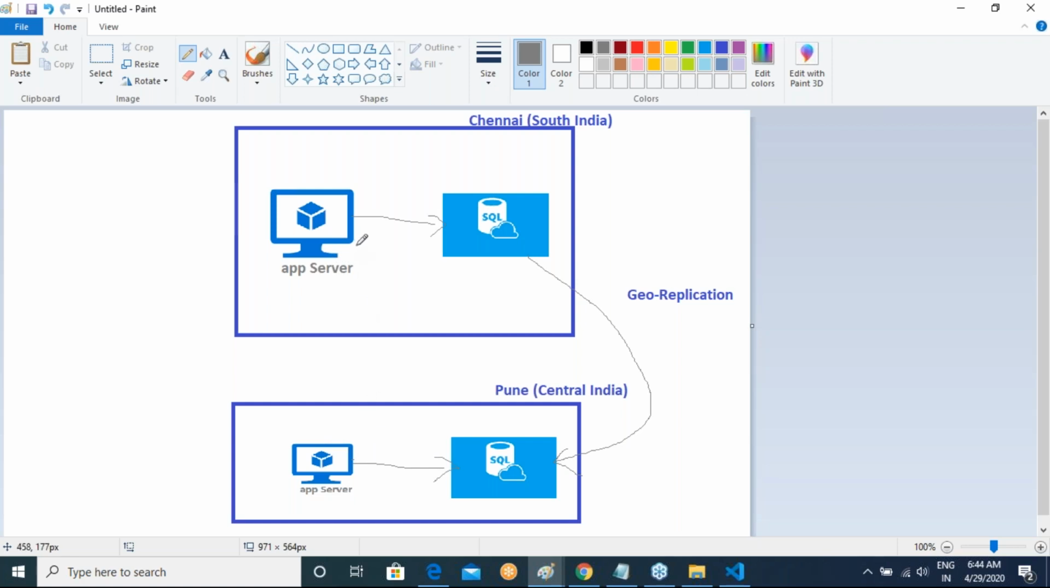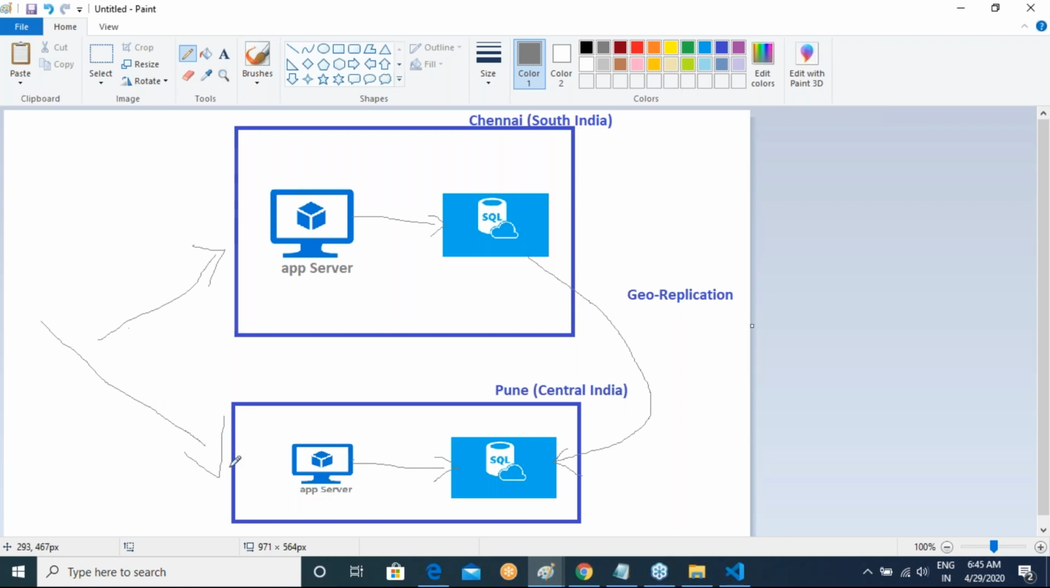It is like Swiggy running in two regions, right? Generally your users' traffic goes to Chennai. But let us assume something goes wrong in Chennai, then the users might be redirected to Pune in your application.